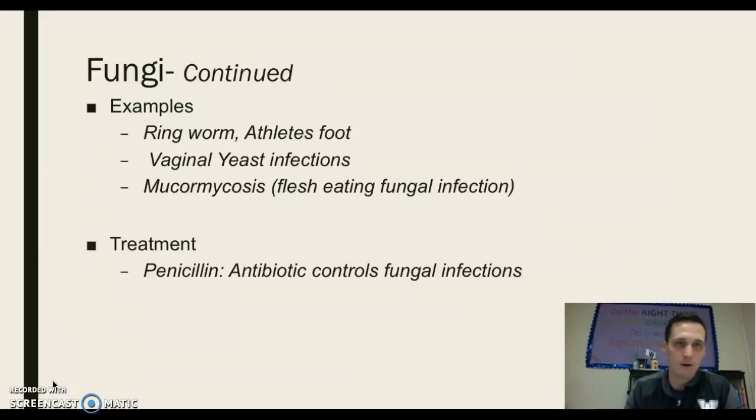Treatment for fungal infections: some antibiotics will control infections, but penicillin, again, was a discovery that was accidental in a lab, but then realizing this is an antibiotic that can treat fungal infections, it's still one of the most commonly used today to treat fungal infections, but there are others out there as well.